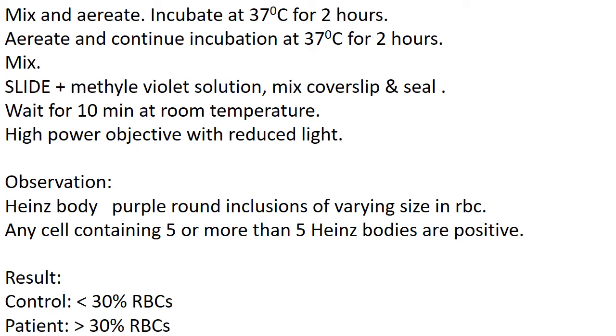First count the control blood sample. If it is less than 30%, then the test conditions have been satisfactory, since in a normal person, less than 30% of RBCs will have 5 or more Heinz bodies when mixed with acetyl phenylhydrazine. Now count the patient's sample. If the result is less than 30%, the patient is normal. If the result is more than 40%, the result is abnormal, or a positive Heinz body test.